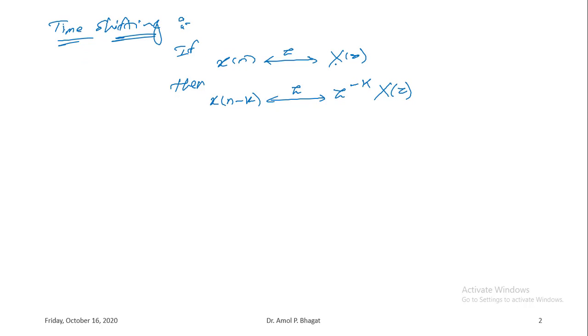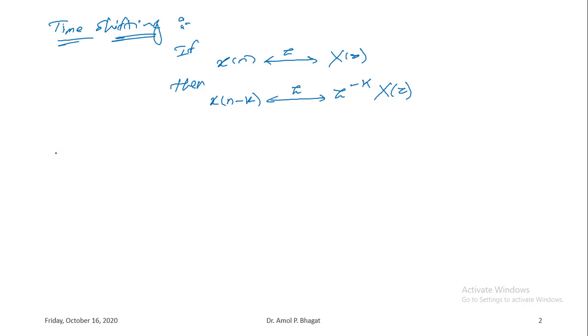If x of n has the Z transform X of z, then the shifted version of x of n, that is x of n minus k, will have the Z transform z to the power minus k into X of z.